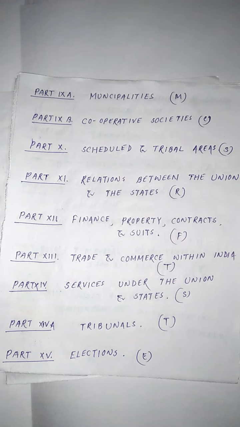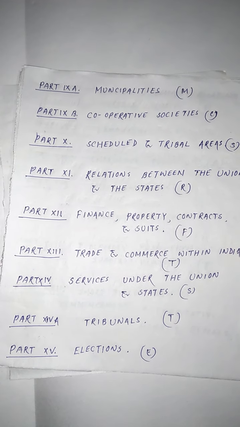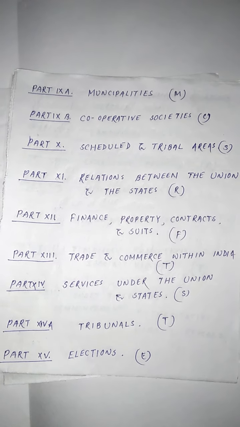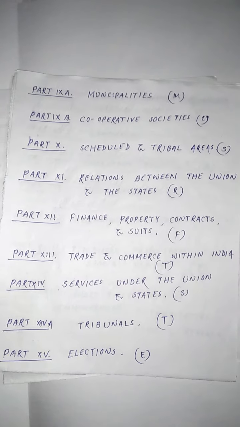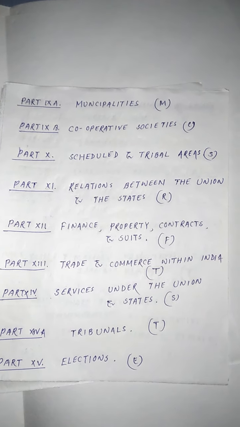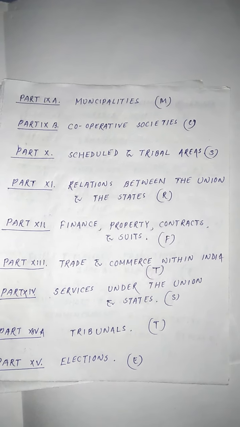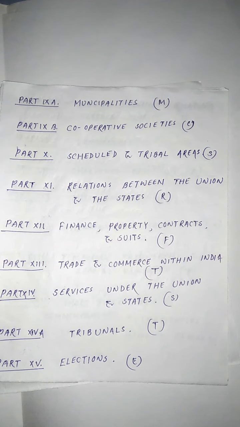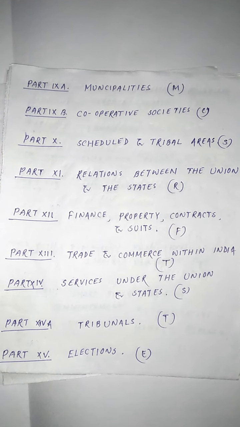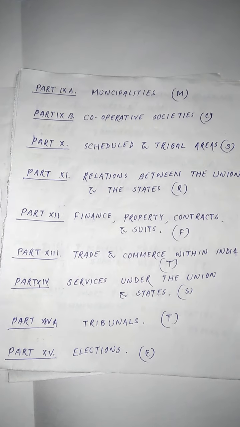E is for elections here. Part 15. Fruit taste sweet to eat. F for finance, property, contract and suits. Taste, T: fruit taste. T for trade and commerce within India. Sweet, S for services under the Union and the States. And the second T is for tribunals.